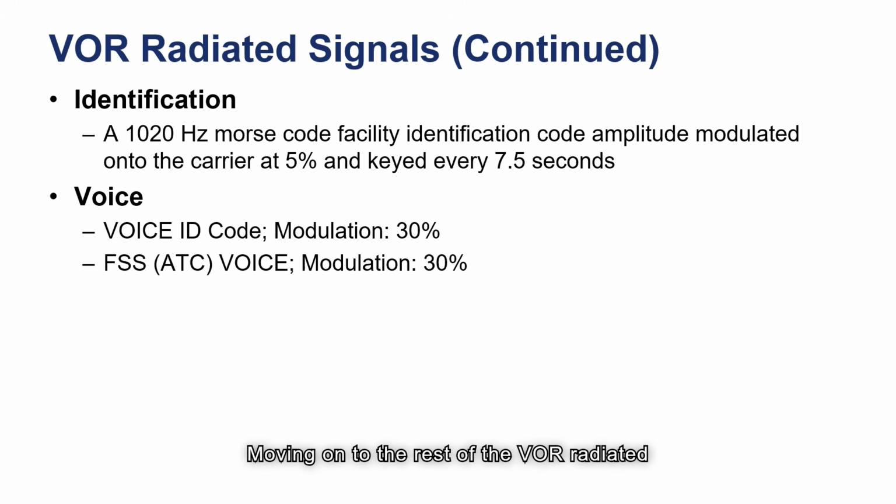Moving on to the rest of the VOR radiated signals, the identification, as previously discussed, is a 1020 Hz Morse code facility identification code that is amplitude modulated onto the carrier at 5% and keyed every 7.5 seconds. Lastly, we have voice, if enabled. This could be a voice identification instead of Morse code. That would be modulated at 30%. And lastly, we could have air traffic control voice modulated onto the VOR also at 30%. This would be typically NOTAM information or weather information that is automatically broadcast over the VOR, again, if enabled.